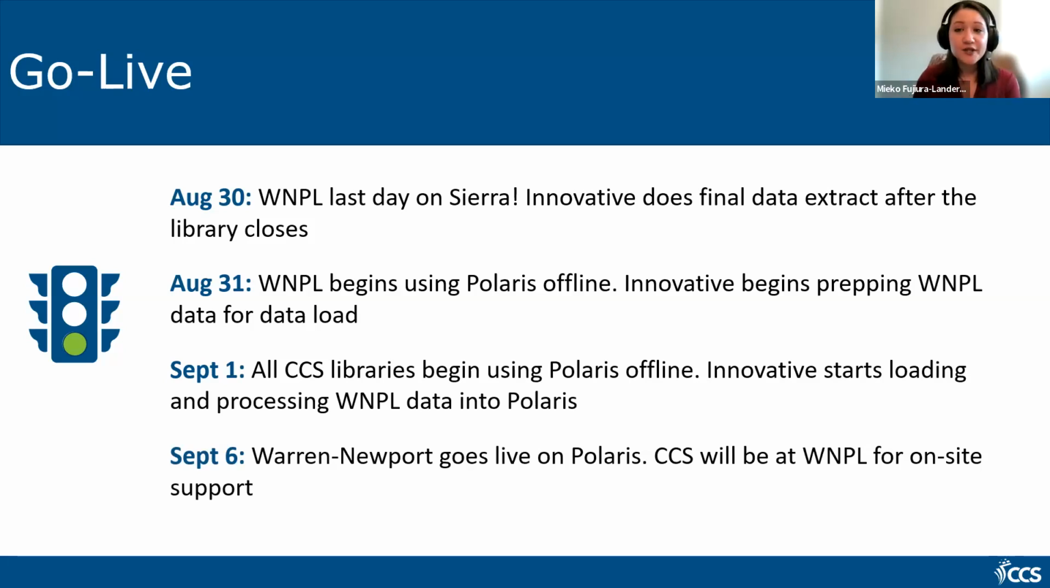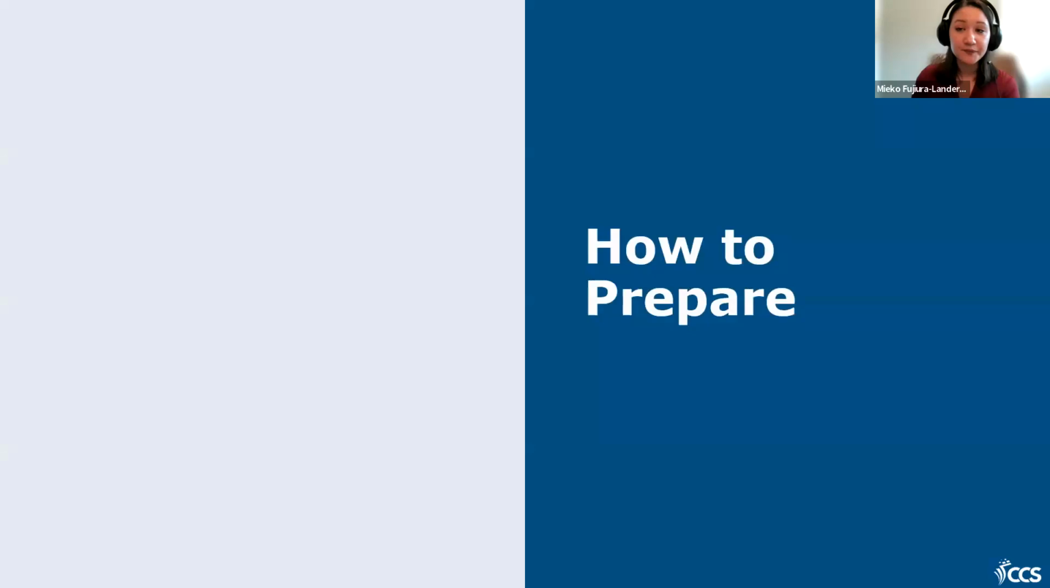And then finally, starting Wednesday, September 6th, Warren Newport will start using Polaris. So Wednesday, September 6th, you will officially be live with CCS. We will have some CCS staff on site that go live day for support. So that is what the go live timeline is going to look like. And I just want to wrap things up by talking about some things you can do to help prepare yourself for go live.